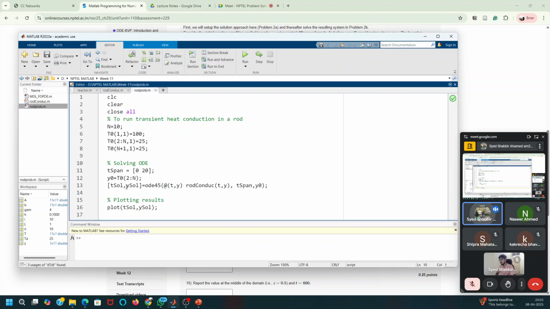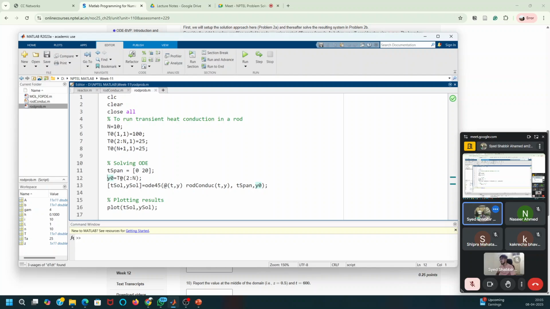I want to know how temperature is varying with respect to time at various points on this rod. So I will solve it for 20 seconds, 0 to 20. This is the time span which I am taking. You can take 10 seconds or 20 seconds or 100 seconds, depending upon what you want. And then you have to give the initial condition, right?